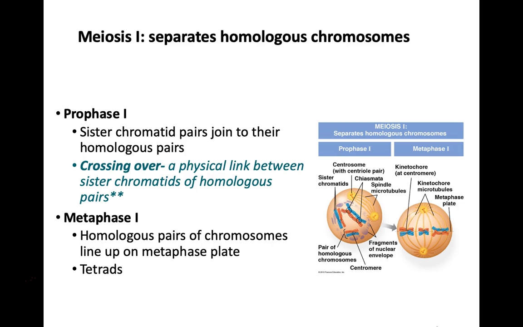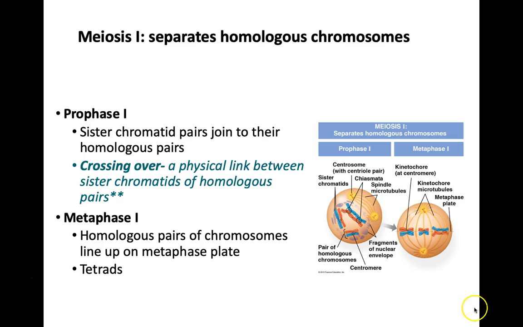Another difference is in metaphase 1. In mitosis and meiosis, all the chromosomes line up at the metaphase plate. The difference here is because of crossing over and those sister chromatid pairs bound together, they line up as a set of two homologous chromosomes, as sort of a unit. And again, we don't see that in mitosis.